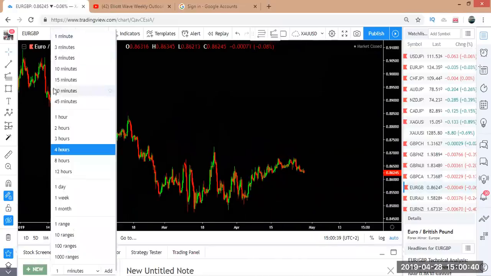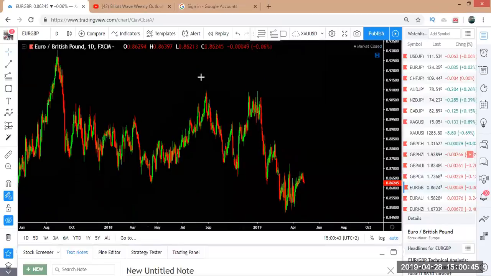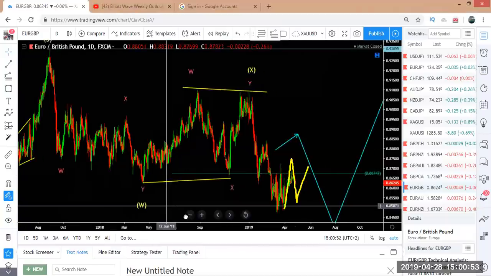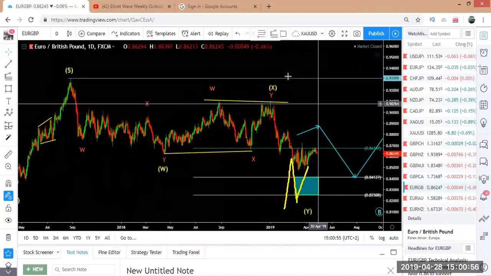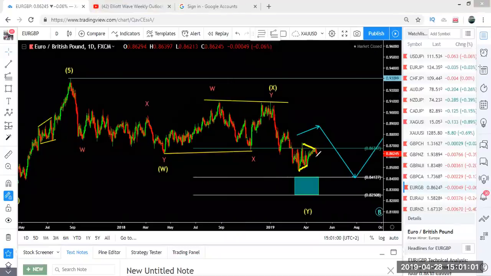Euro pound. Let's look on the daily on euro pound. So we've had this corrective structure. Before that, let's show the labeling here. We've always wanted this one to come down to the blue box, to complete the pound moves. So that is the blue box. We wanted it to come down there. Looks like it's still going to come down. If it does come down, that means the pounds are going to look upside. Okay, so we're going to have an alternative for the pound pairs that looks upside.